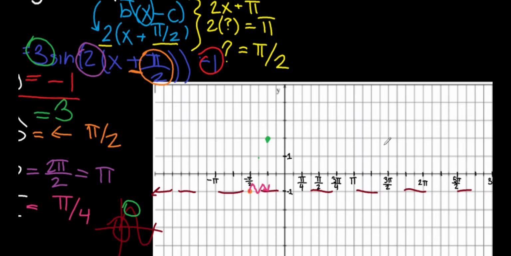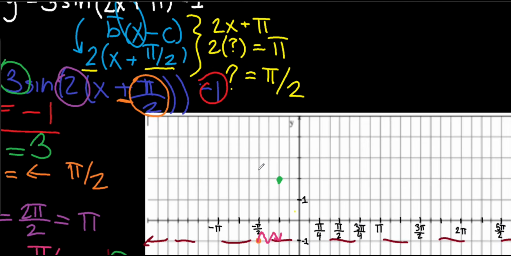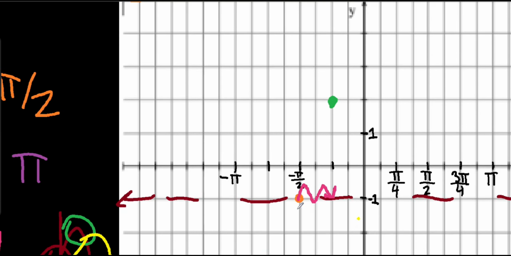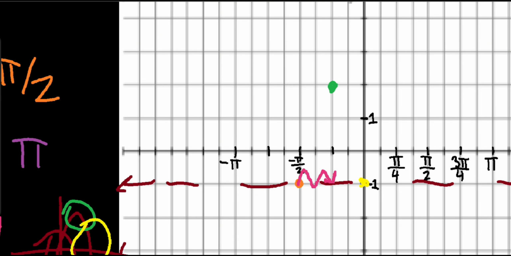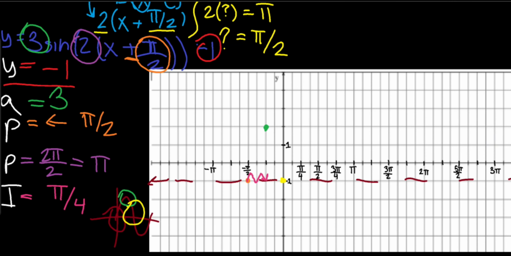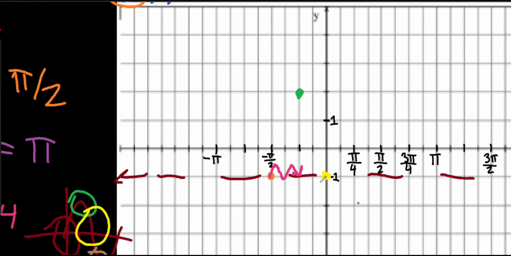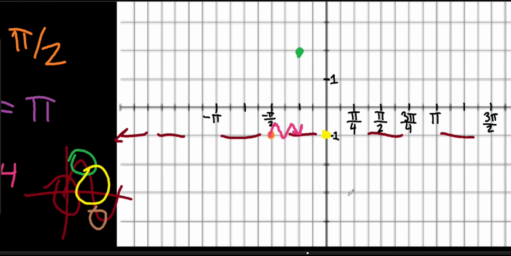Okay, our third point is going to be back on the midline, and pi over 4 away from the previous one. So it's going to be at 0, -1. Okay, our fourth point is a minimum. So we're going to be going down by the amplitude from the midline. And again, it's going to be pi over 4 away from our previous point. So it's going to be at pi over 4, -4.